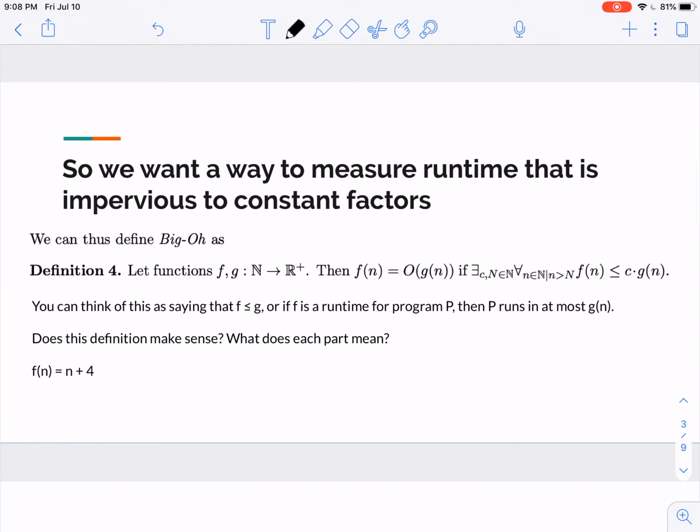So we want to measure runtime in a way that's impervious to constant factors, right? That's sort of a succinct way of saying what we said on the last slide. So we'll define big O as follows.